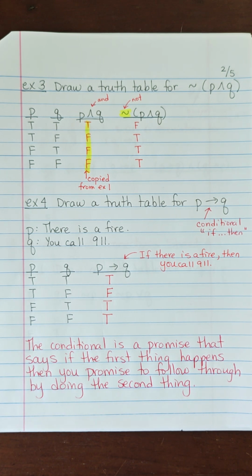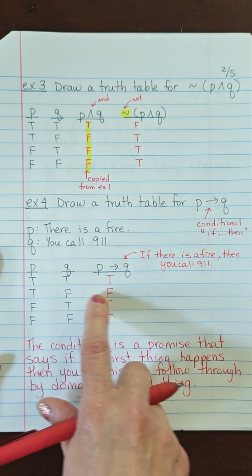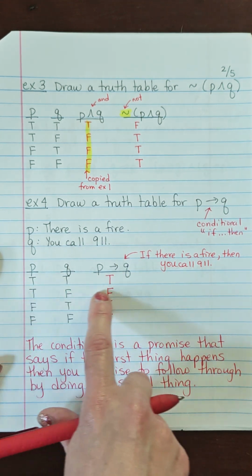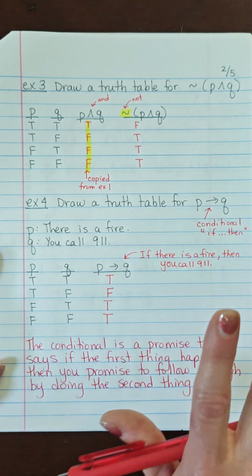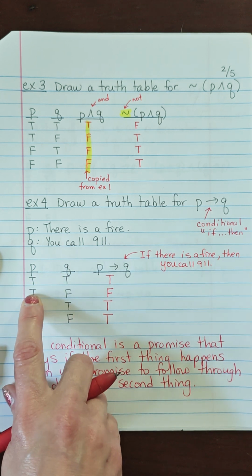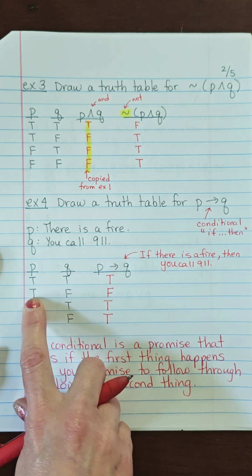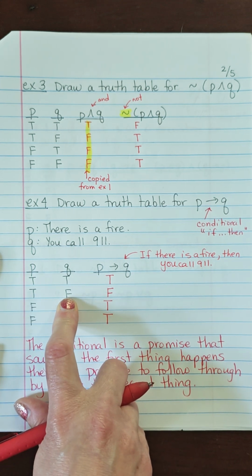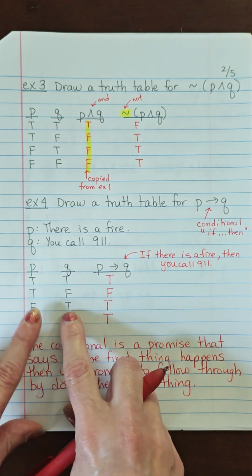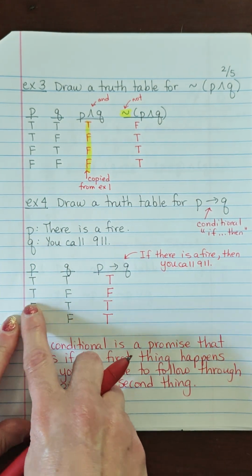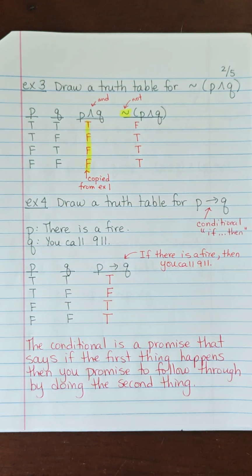Okay, so here's the big takeaway. You'll notice that in here, this is the only one that's false. That's because this line is what's important. The conditional statement is false only when this first thing happens and you don't follow through. This thing is true, but then you don't do what you said you were going to do. That's the only time that this conditional statement is false. These two are just true by default because this is false. It means there was no fire to begin with, so it didn't really matter what you did. You didn't have to follow through on a promise.